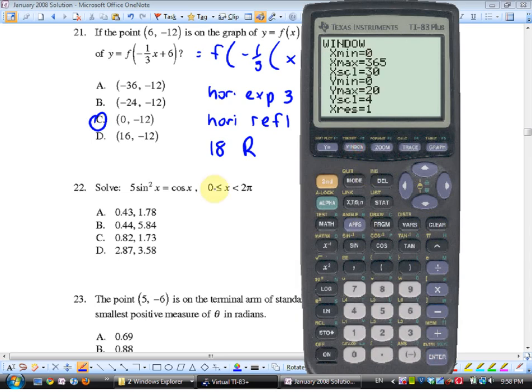And my window, I'm going to go from 0 to 2 pi. And this is an amplitude of 5, so I'm going to go, scale 1. Actually, for scale, I usually choose pi by 6, don't I? Amplitude, I'm going to go from negative 6 to 6. I think that'll work better. Then graph. If I went too fast, pause the video.